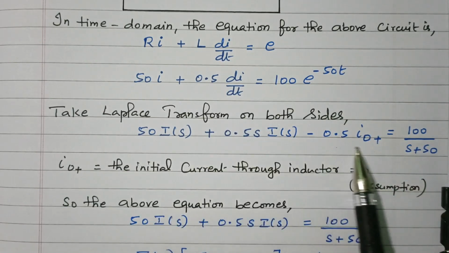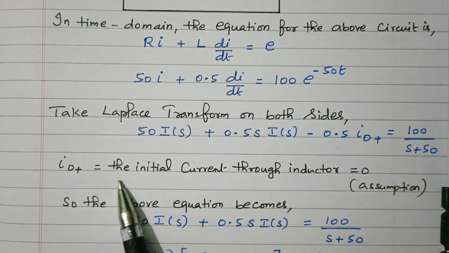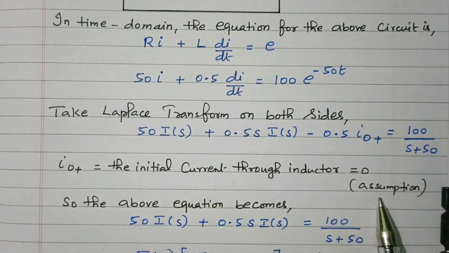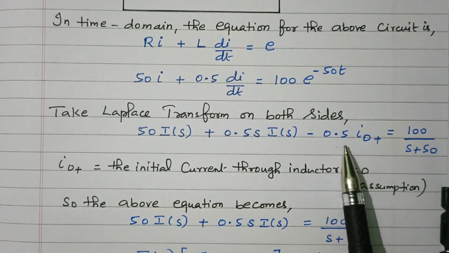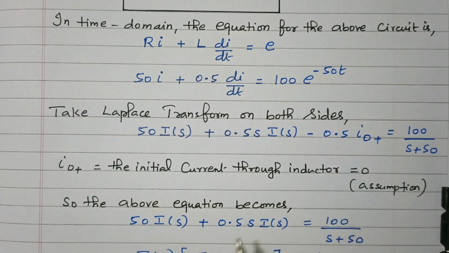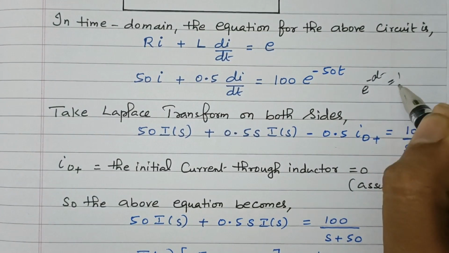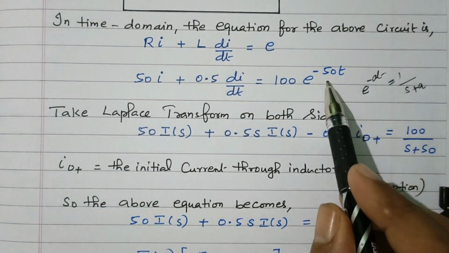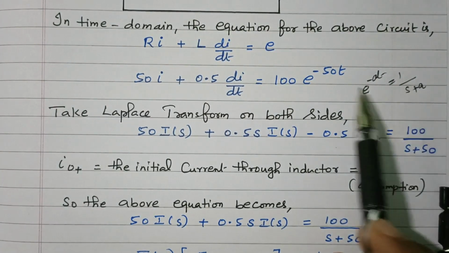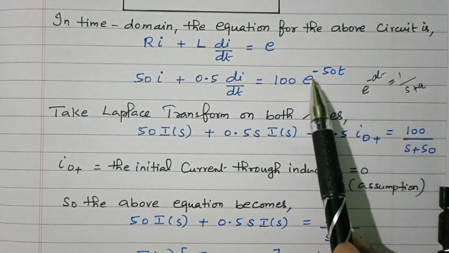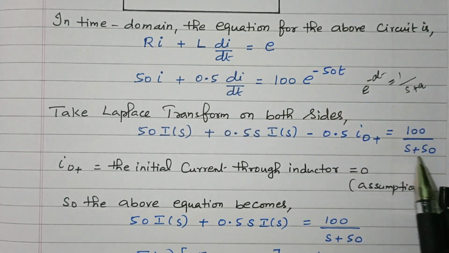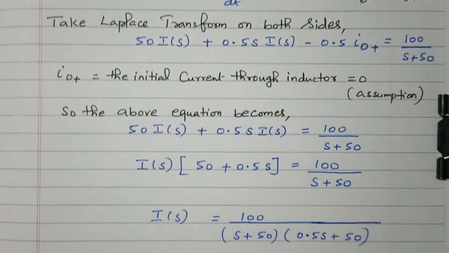Now Laplace is taken on both the sides. So i0 plus is the initial current through the inductor, which we assume as 0, as the initial current is not mentioned in the problem. After this 0, what we got: 50 I of S plus 0.5 S into I of S equal to 100 divided by S plus 50. We know that e power minus AT has Laplace transform 1 divided by S plus A. Here A is nothing but 50, so e power minus 50t is 1 divided by S plus 50. Now we'll go for the further simplification.